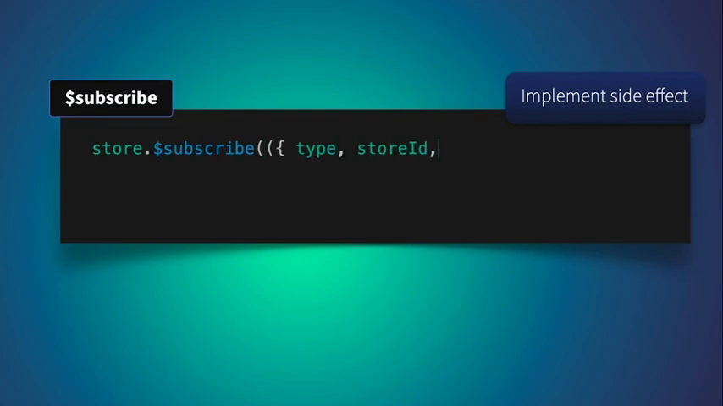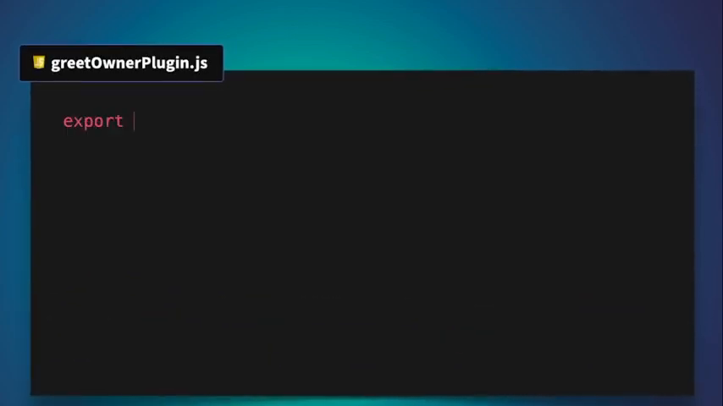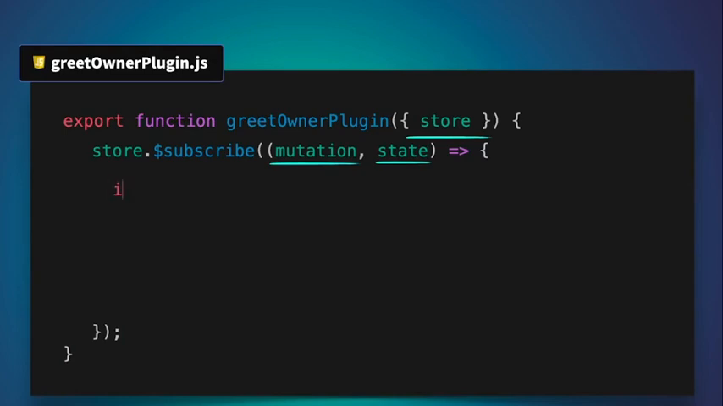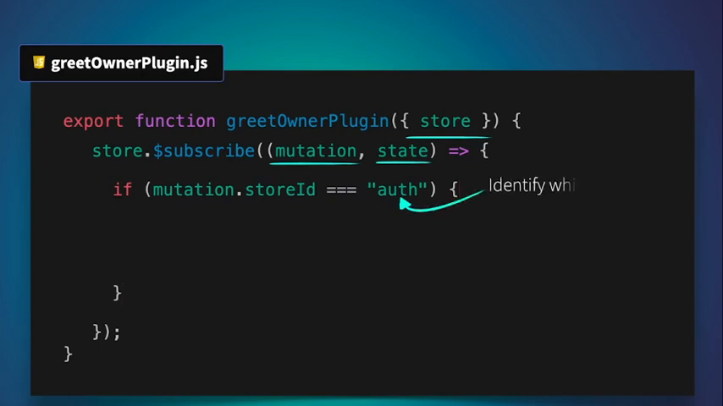Subscribe is similar to Vue's watch. We can use it to subscribe to, or watch for, mutations, so that when a particular mutation occurs, we can perform a side effect. In this example, we are subscribing to mutations in the auth store. We want to know if the owner of the website logs in. If they do, we'll trigger an alert to greet that owner.